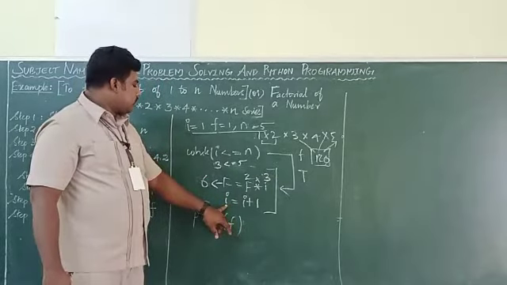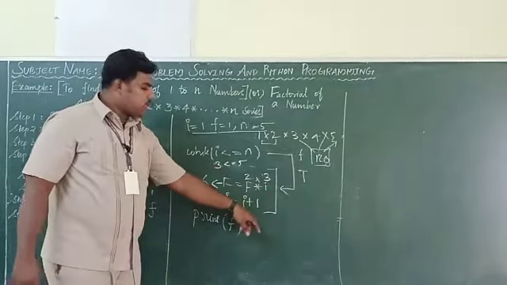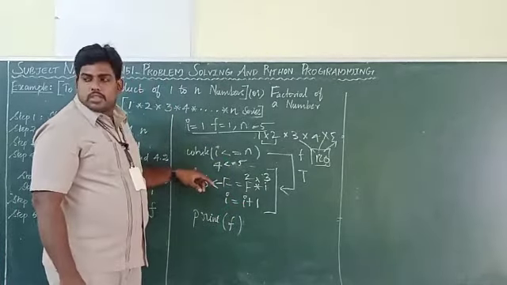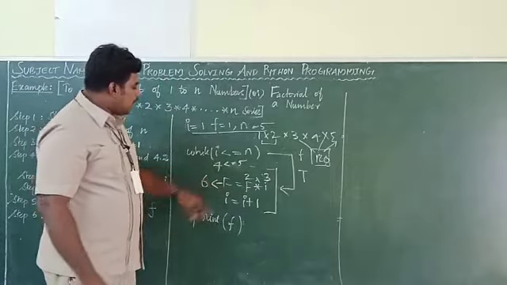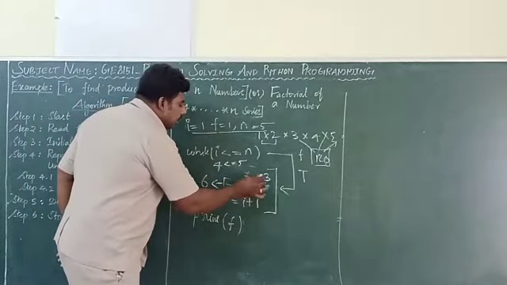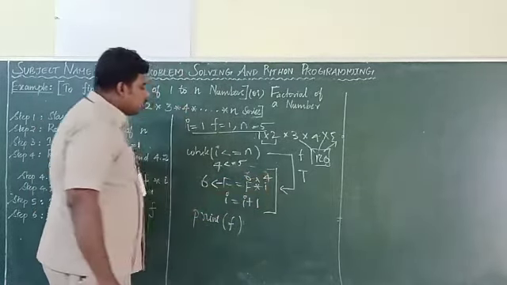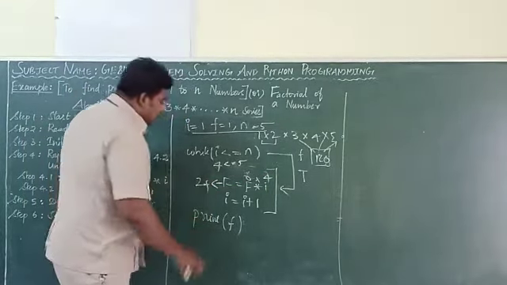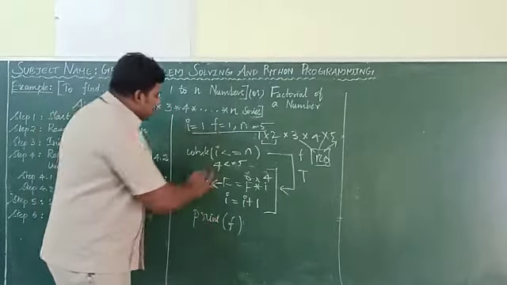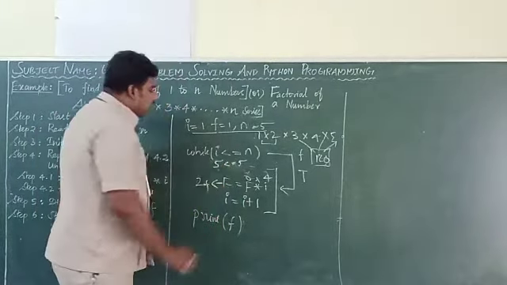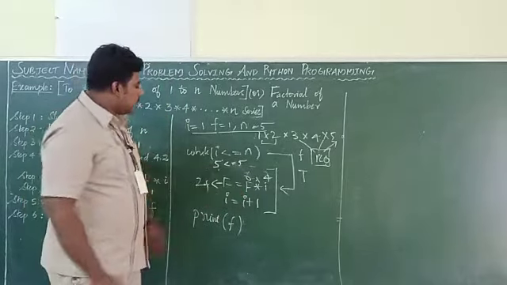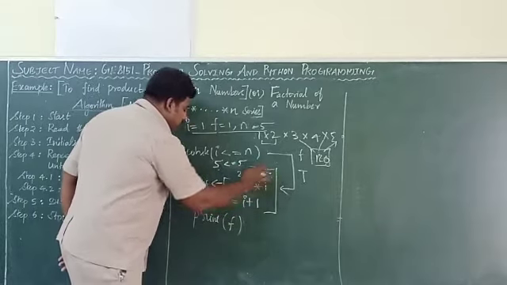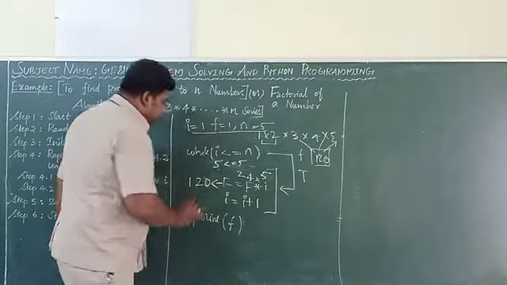Again increment. Now the i value is 3. 3 plus 1, 4. So 4 less than 5. Condition is true. So here already f value is 6. i value is 4. So 24. Now the f value is 24. Again i equal to i plus 1. So 4 plus 1, 5. 5 less than or equal to 5. Condition true. Here now 24 into 5. You get the answer 120.